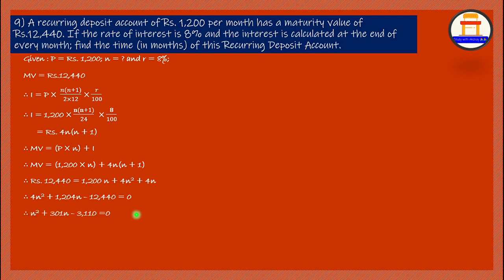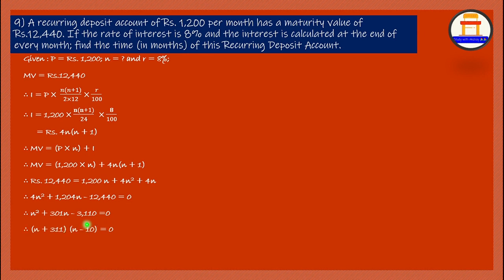Since all terms are divisible by 4, let's divide the entire equation by 4. We get it in the simplest form. So using the splitting the middle term method, or I will be teaching a few more methods like the formula method in the quadratic equation chapter as well. There are different methods to solve. The factorization method is there. So you can use those methods to solve this quadratic equation.